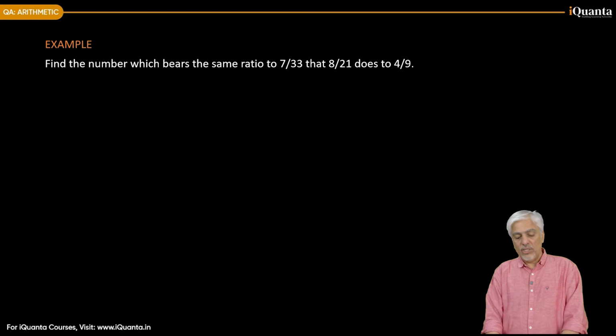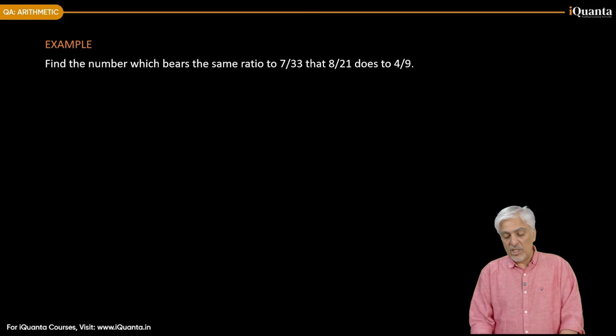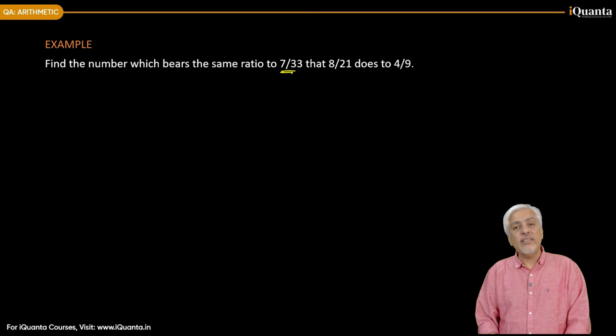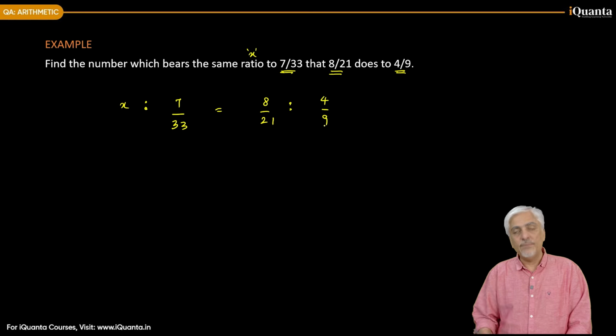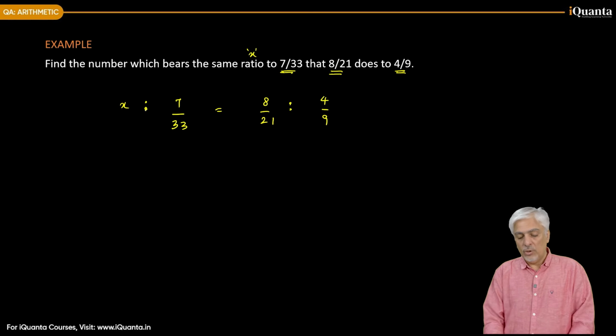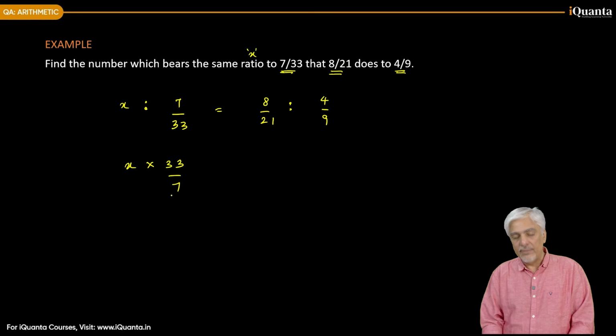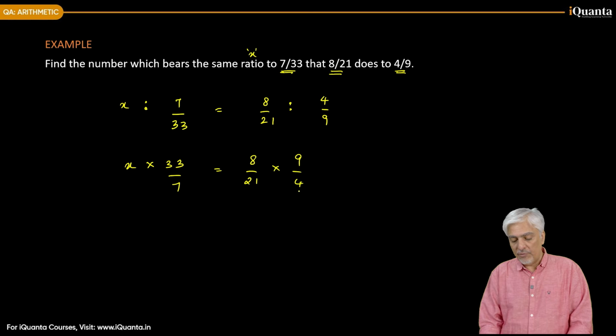Let's see some more ratio questions. Find the number which bears the same ratio to 7 upon 33 as 8 upon 21 does to 4 upon 9. That means suppose there's a missing number x. What they're trying to say, x ratio 7 upon 33 is same as 8 upon 21 ratio 4 upon 9. Ratio is division. So if I want to change division to multiplication, it will become x multiplied by 33 upon 7 will be equal to 8 upon 21 multiplied by 9 upon 4.